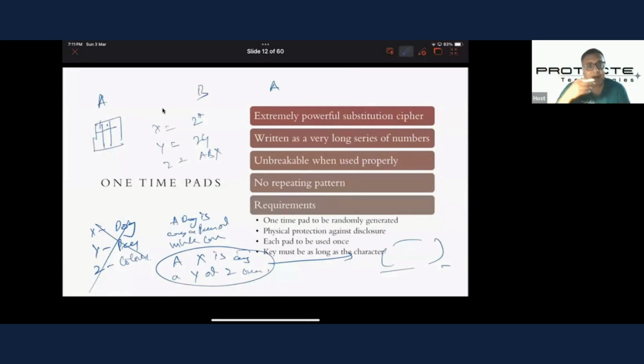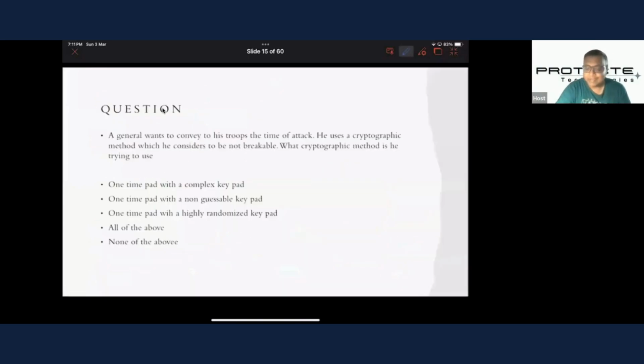So one-time pads are the most secure form of encryption if the pad is highly complex, highly random, non-guessable, and used only once. The moment you reuse that logic, you destroy it. Otherwise it is basically unbreakable, right? And that's why in this particular question, all of the above is the right answer. I had not exactly taken one-time pads yesterday, but one-time pads are the most secure form of encryption.